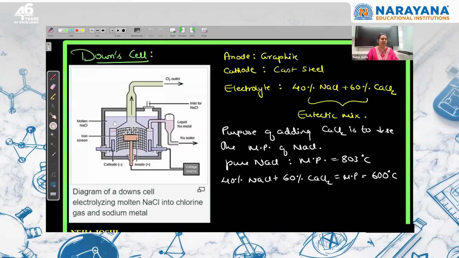No problem, if it is molten NaCl, chlorine will go to anode, sodium will go to cathode, right? And we will keep on removing sodium continuously. We don't want that chlorine comes into contact easily with sodium. Otherwise, it will go back to NaCl. So we'll keep on removing sodium continuously to have the purest possible form of sodium.